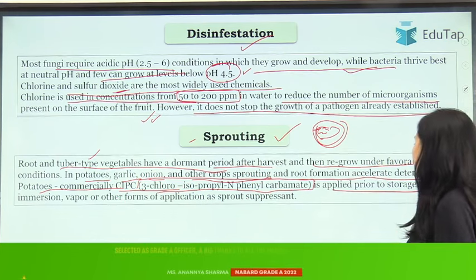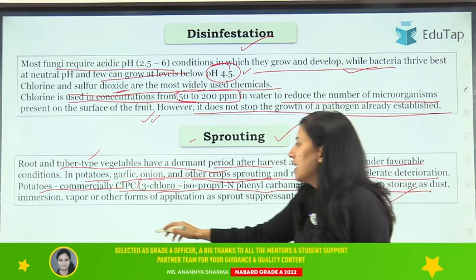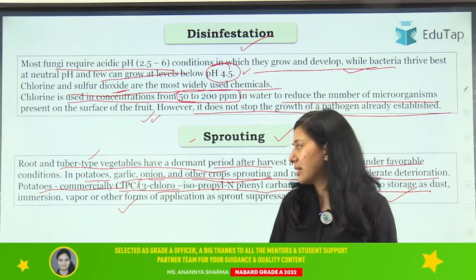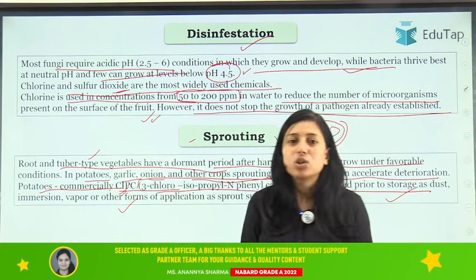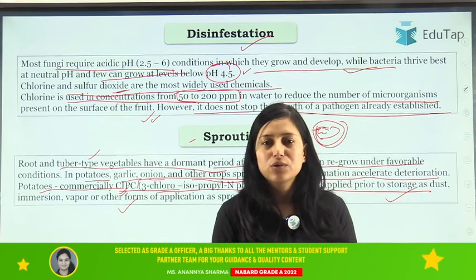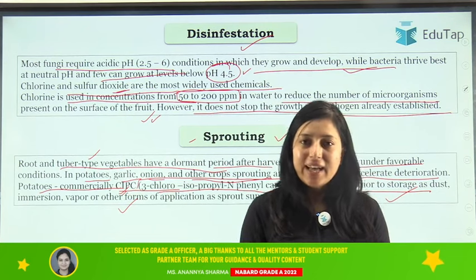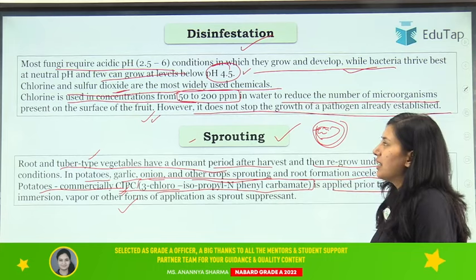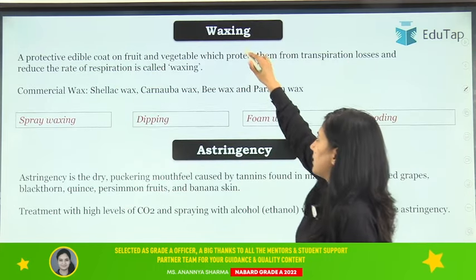It is applied to storage as dust, immersion, vapor or other forms of application. So basically in potatoes we are using this chemical to arrest the sprouting, so that their quality is maintained and they do not get deteriorated. So that was about the sprouting. Let's move on to the next, that is waxing.